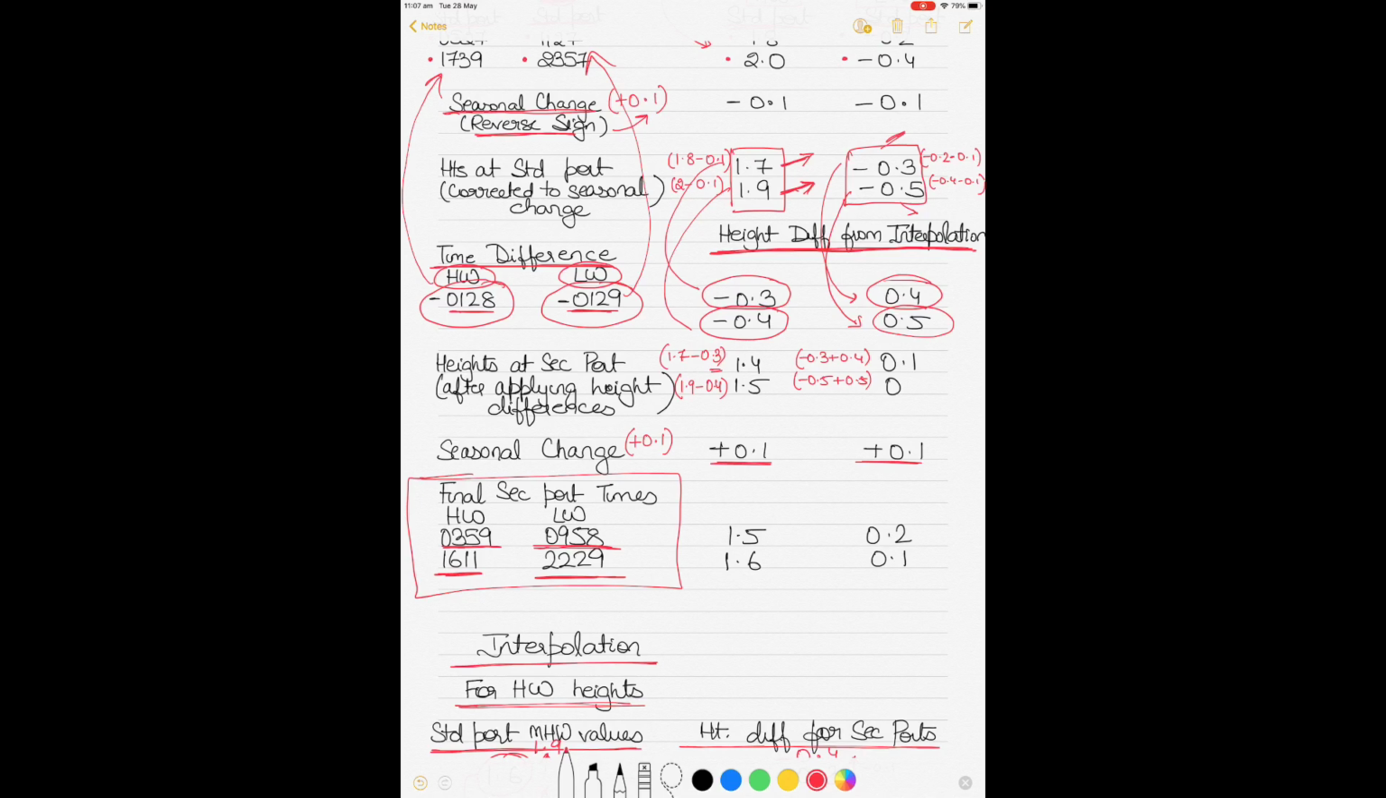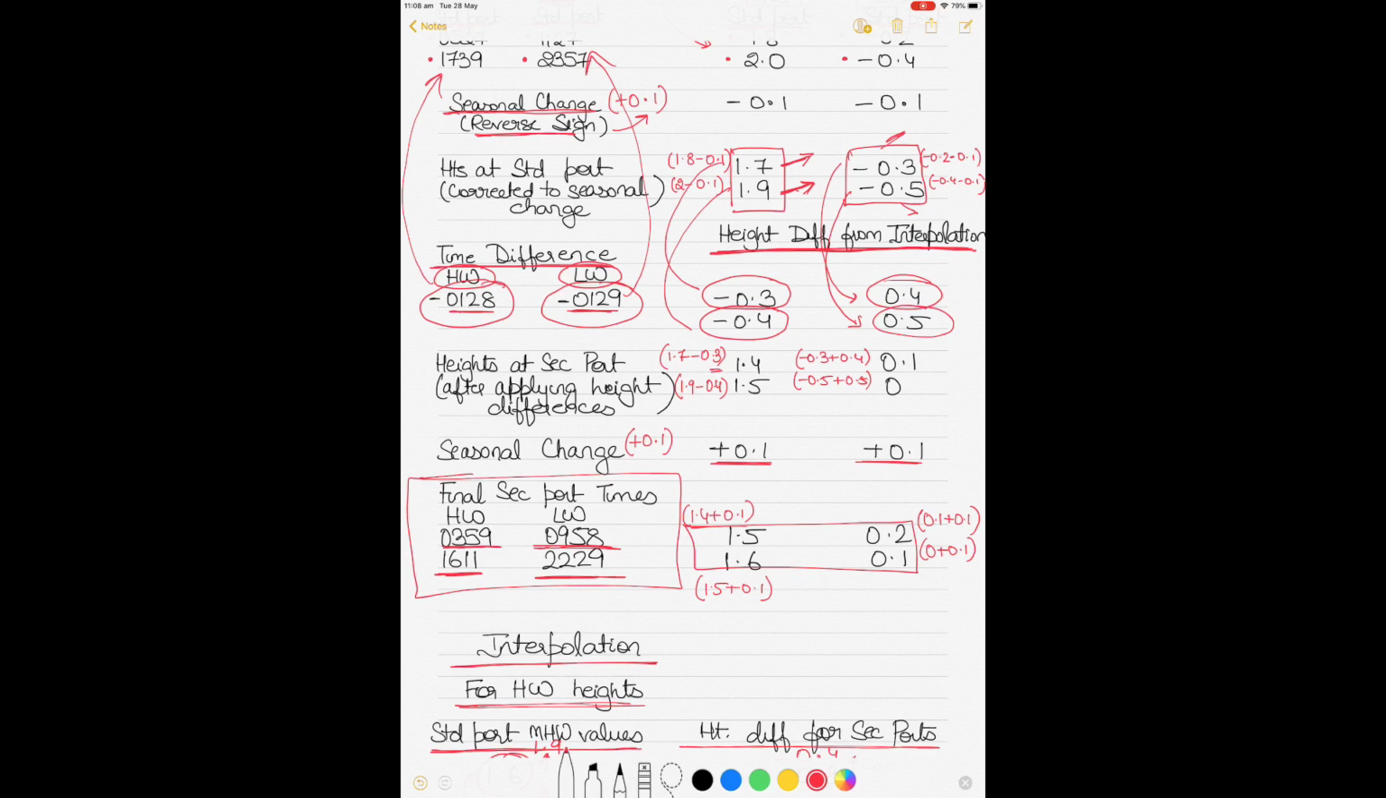So when we apply 0.1 to 1.4, we get 1.5, and 1.5 plus 0.1 is 1.6, and similarly 0.1 plus 0.1 will be 0.2, and 0 plus 0.1 becomes 0.1, and this becomes the final height of tides for the secondary port.